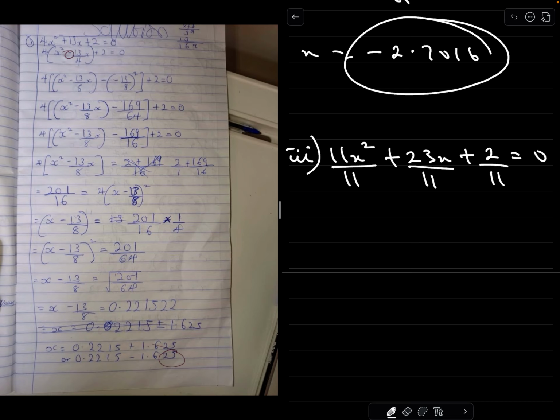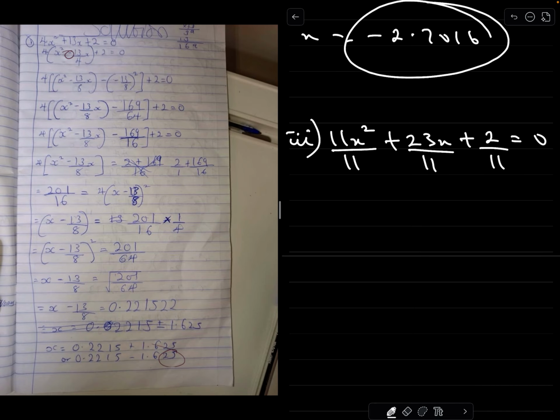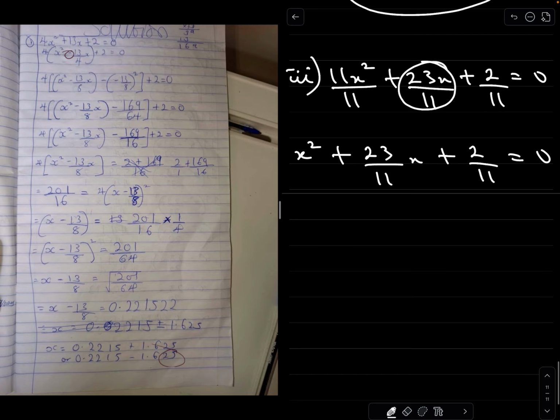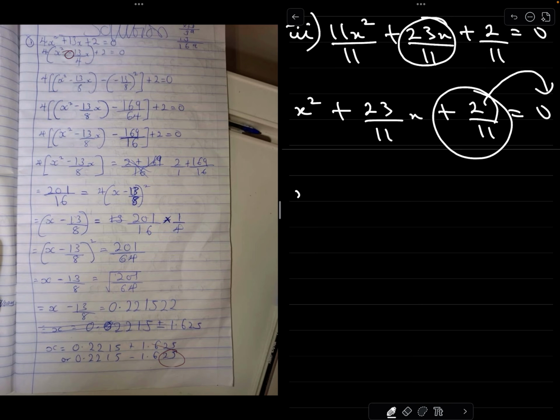0 over 11 is 0, so we don't need to write that. 11x squared divided by 11 is x squared, plus we can write this as 23 over 11x plus 2 over 11 equals 0. Now we want to move the constant to the right hand side, and when it goes there it becomes minus 2 over 11. So that means x squared plus 23 over 11x equals minus 2 over 11.